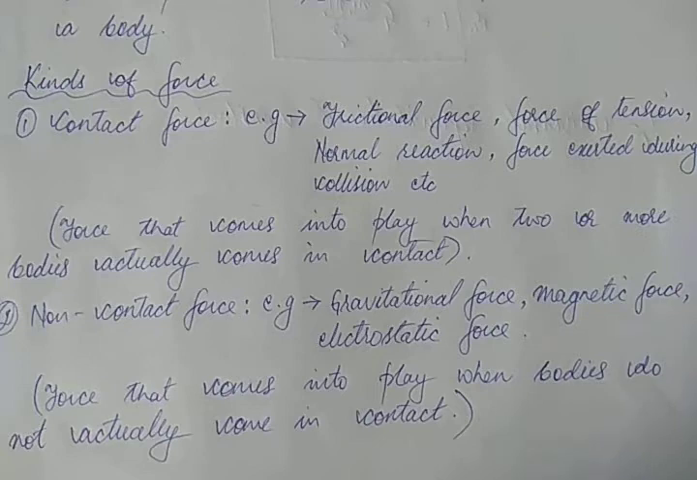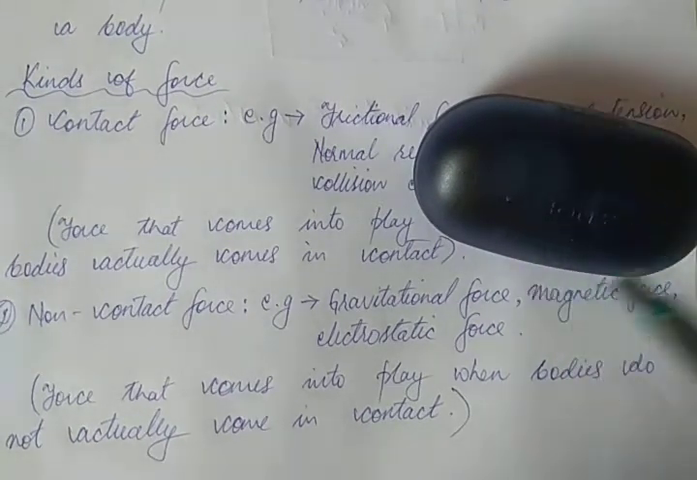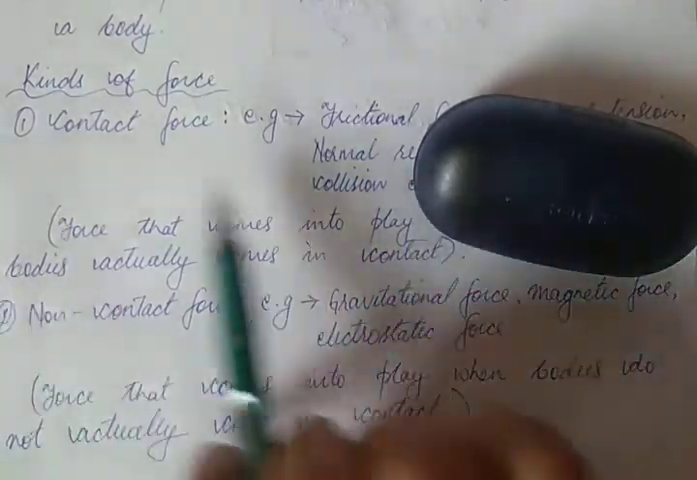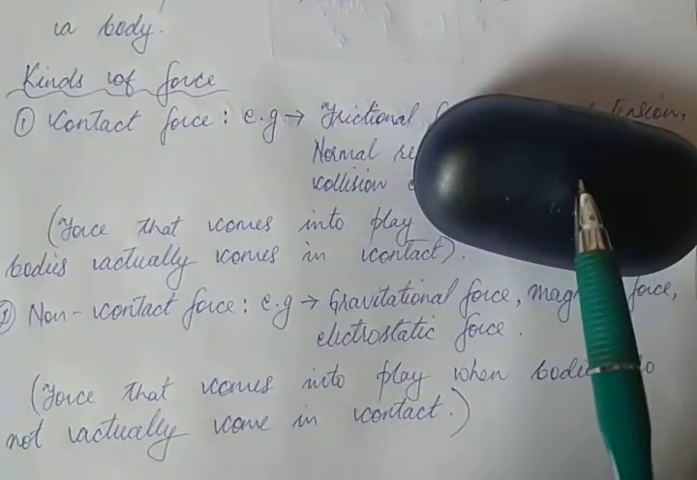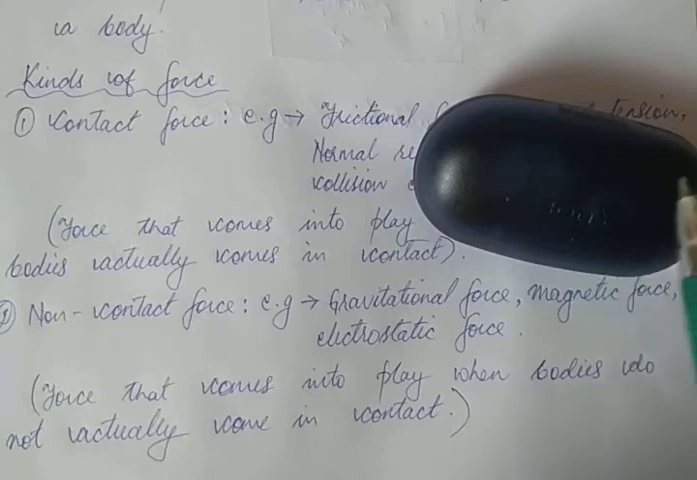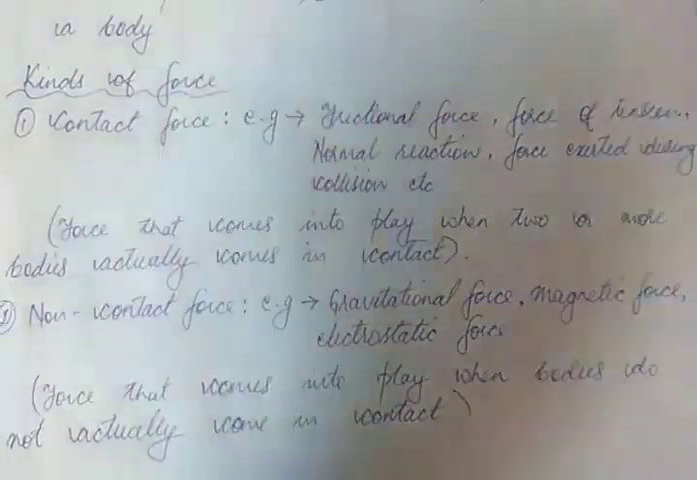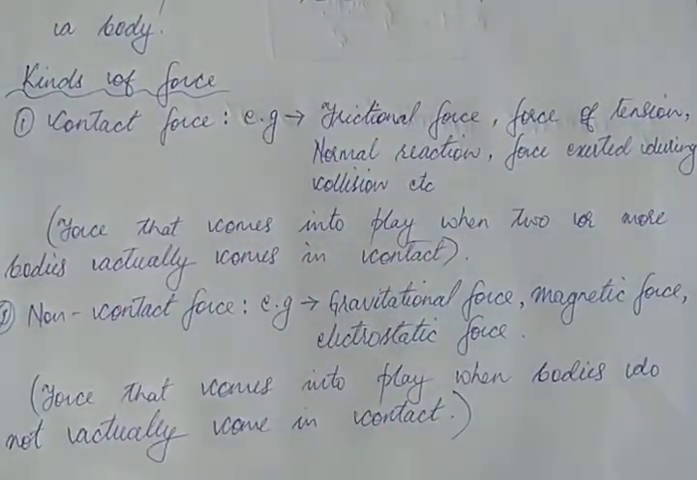What is normal reaction? When I have a body, the weight of the body is acting vertically downward, but the floor or this table is also applying an upward force on this body. That is your normal reaction. So that is also a contact force. Or when two bodies collide, the force that comes into play is the force of collision, which is a contact force.